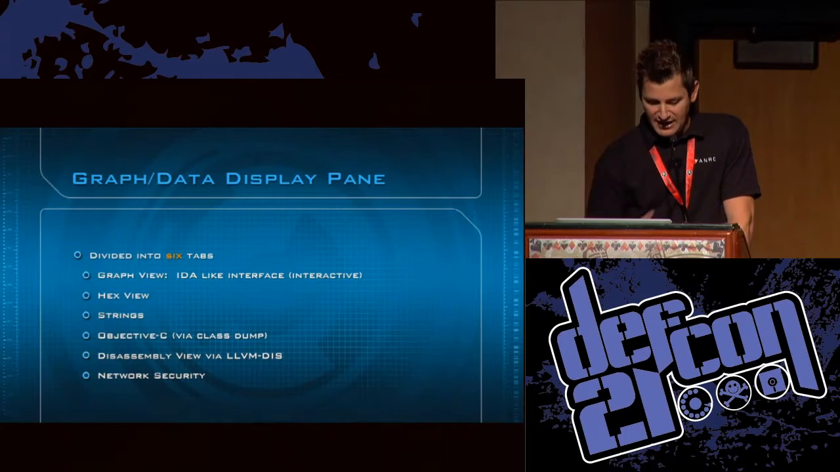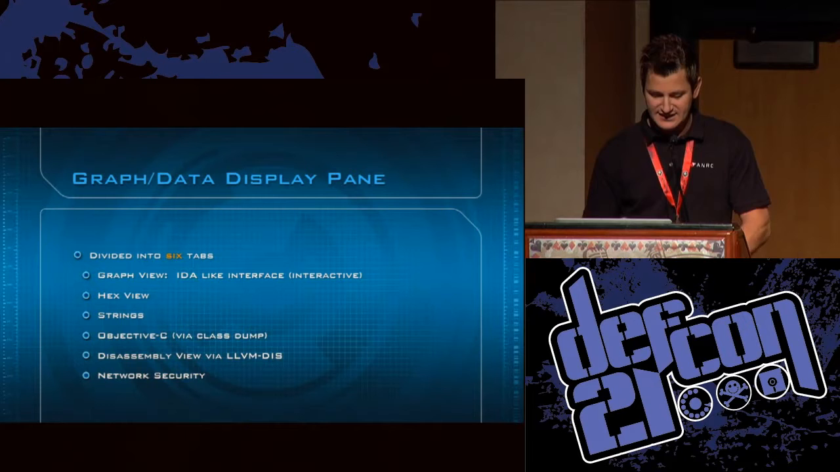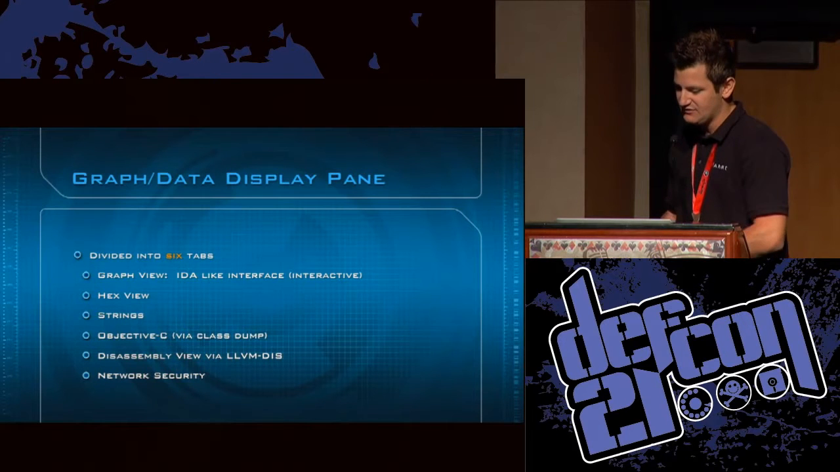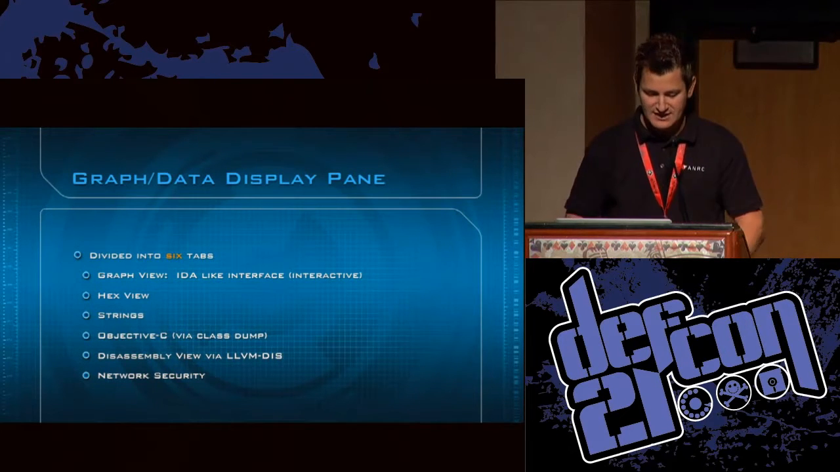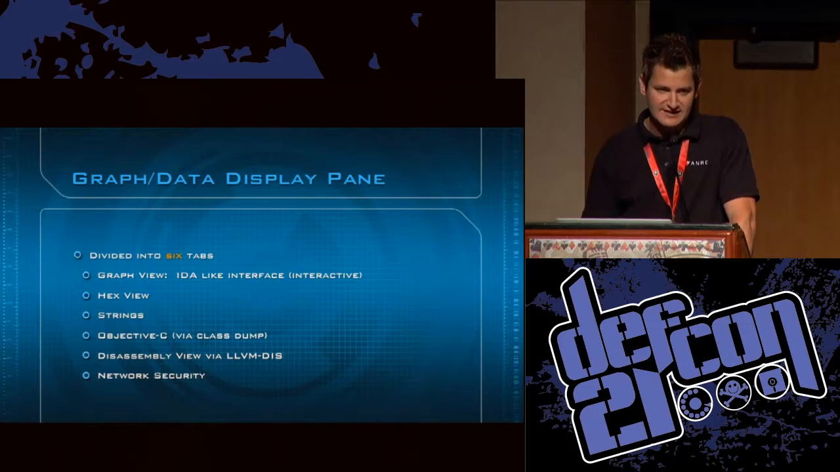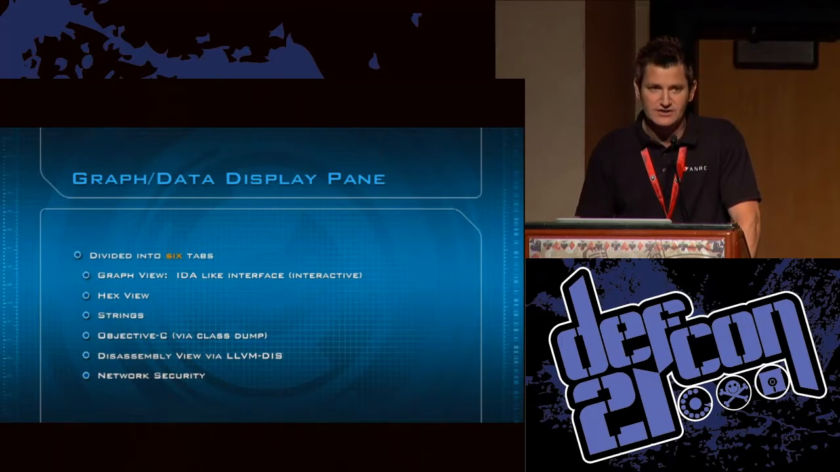All right, so the bottom, the last part, which contains most of the stuff you're going to be looking at, is the graph data display pane. And this is divided into 6 tabs. The first being the graph view, which is like your IDA-like interface. It's completely interactive. You could zoom, scale, highlight, and a few other things. You're also going to have your hex view, just like IDA, strings, Objective-C. We're doing that via class dump, disassembly via LLVM disassembly, and then also network security, which is going to contain your Snort signatures.